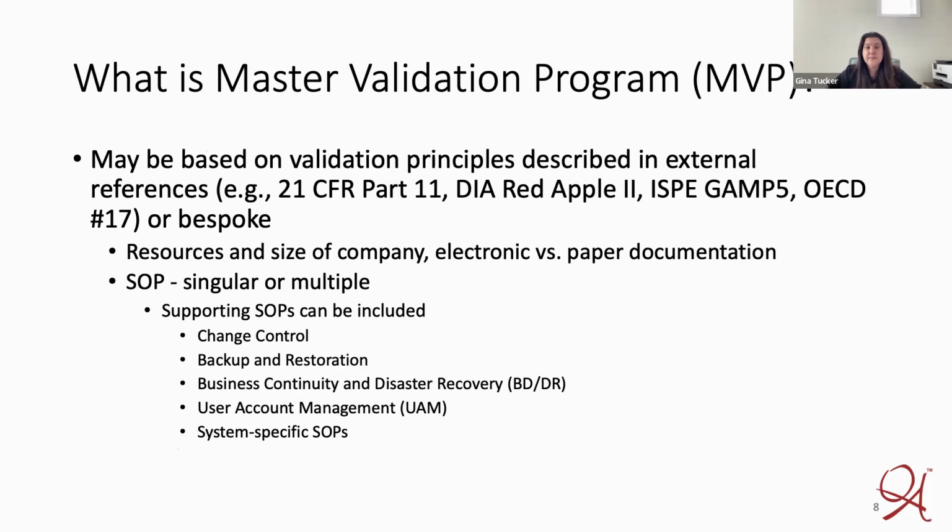When drafting your MVP, it can be helpful to use external resources as a basis for developing your program. There are a number of external resources available to you that you can use, such as the FDA 21 CFR Part 11 regulation, the DIA Red Apple 2 document, ISPE's GAMP 5 guidance, and the OECD number 17 advisory document on computer system validation. You can choose to use these references as inspiration for your program, or you can take elements of the various references and create your own bespoke process.